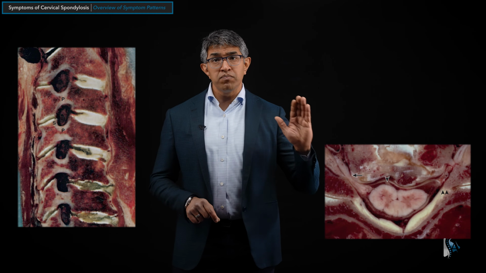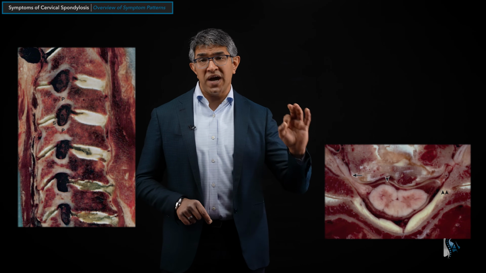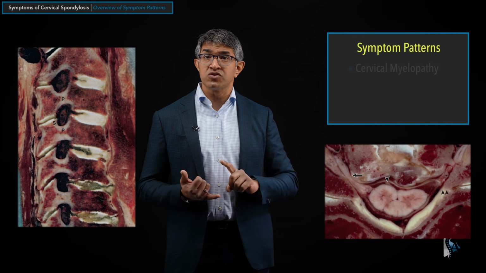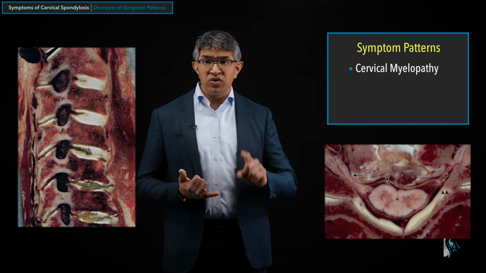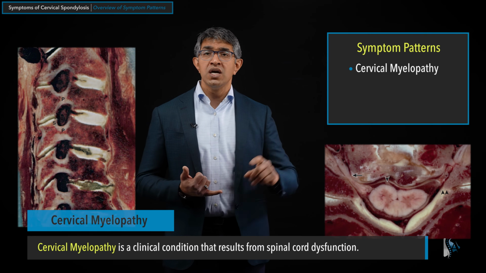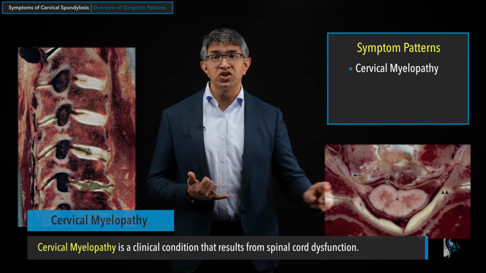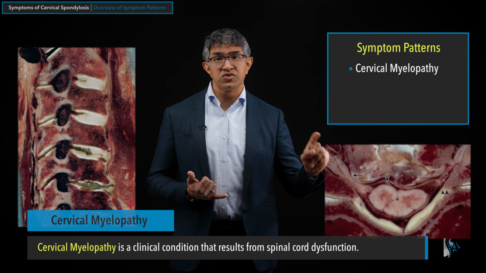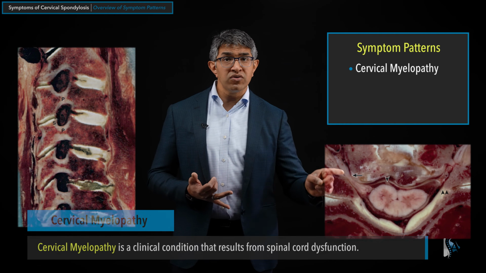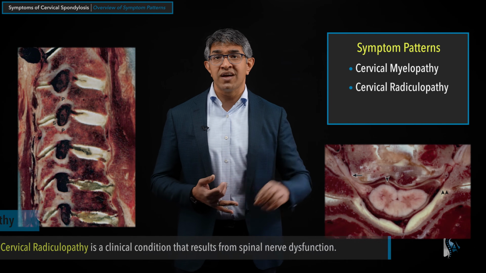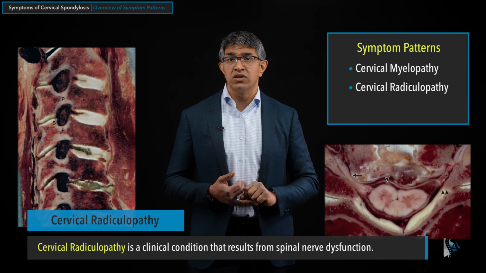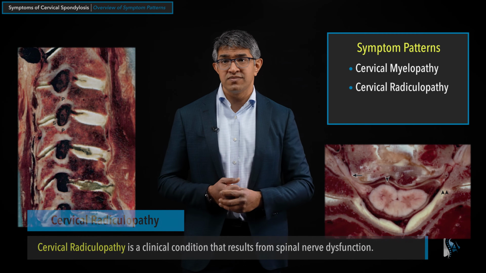The first two important categories of symptoms or patterns of symptoms that we see in cervical spondylosis, the first one we're going to talk about is called cervical myelopathy. Cervical myelopathy is a clinical constellation of symptoms that come from pressure and dysfunction of the spinal cord. Pressure and dysfunction of the spinal nerves is the second category, and that is called cervical radiculopathy. And we'll get into both of these in much greater detail in the coming minutes.